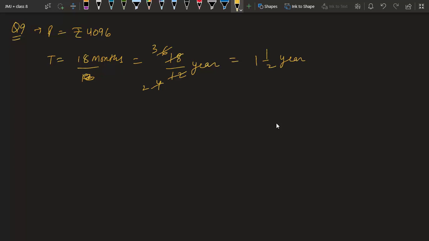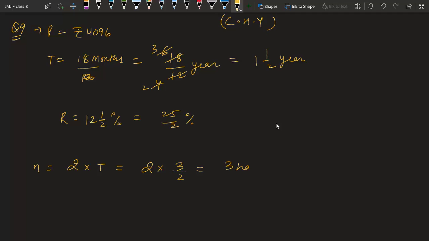Okay, and the rate of interest is given to you as 12 and 1 by 2%, which is 25 upon 2% per annum. Interest is being compounded half yearly. So this is the case of compounding half yearly, so we have to change the time and rate. So n will become 2 times time, that is 2 into 3 by 2, that is 3 half years, and rate will become previous rate upon 2.